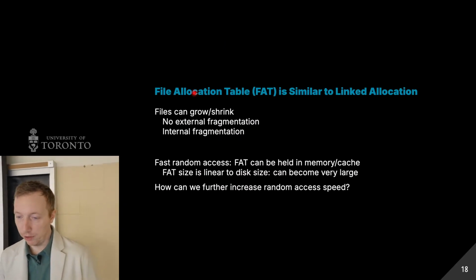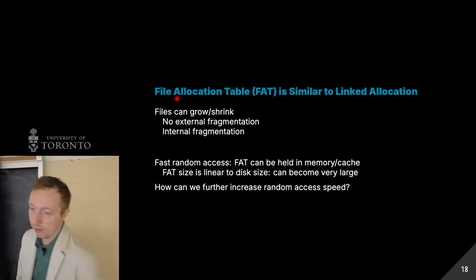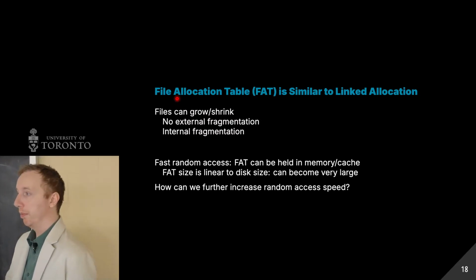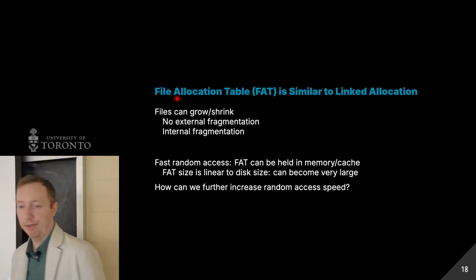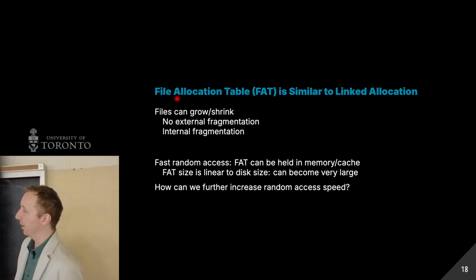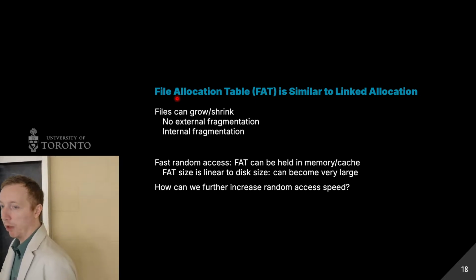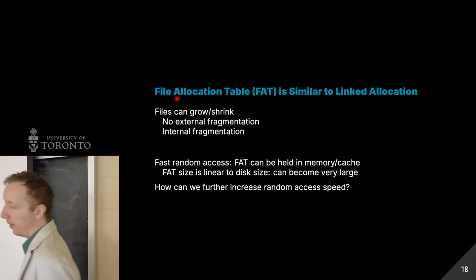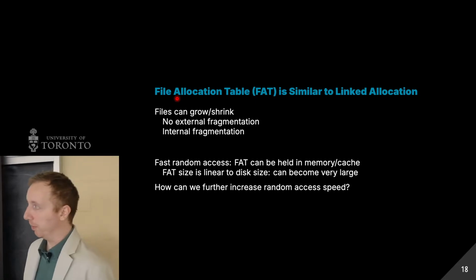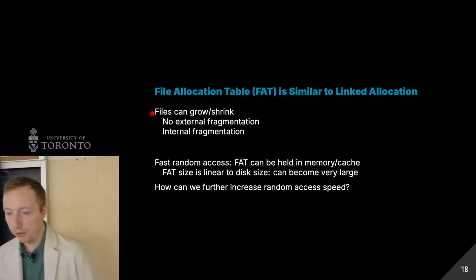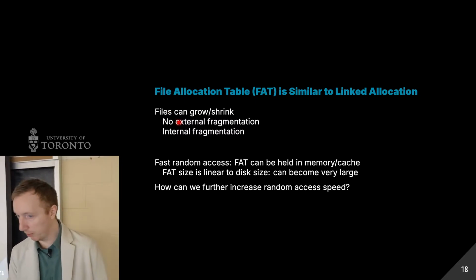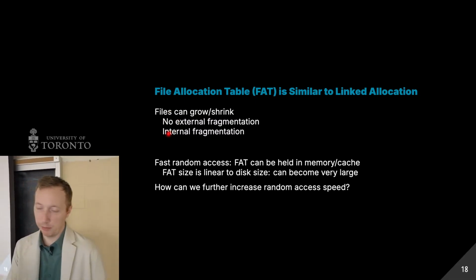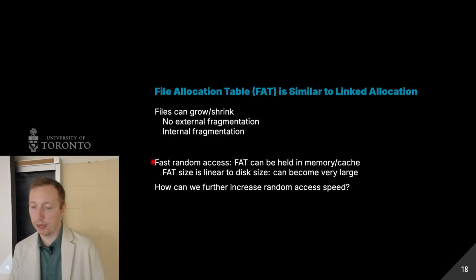All right, so file allocation table, or FAT, is similar to linked allocation, but it's just a better version of it. It's more cache friendly, and it makes it easier to deal with because we get to use the entire blocks for storing the contents of the file. We're not carving out a little bit of space for the next pointer. So it has all the same benefits. Files can grow and shrink. There's no external fragmentation. There's still internal fragmentation, but we don't really care about that.